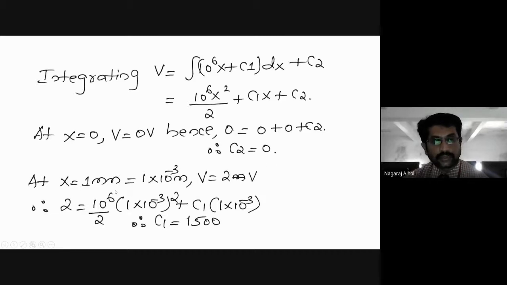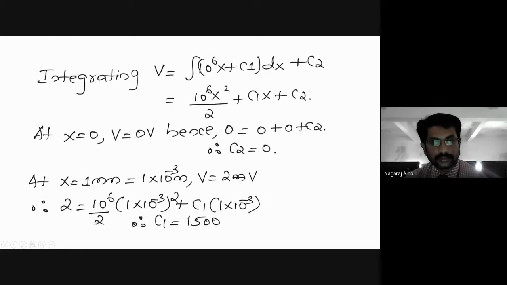Then at x equal to 1 millimeter, that is 1 into 10 raised to minus 3 meter, V equal to 2 volts. Substitute that in this equation. 2 is equal to 10 raised to 6 by 2 into x square, x is 1 millimeter, that is 1 into 10 raised to minus 3, squared, plus C1x, C1 into 1 into 10 raised to minus 3. So C2 is 0. Then if we simplify this, we'll get C1 is equal to 1500.